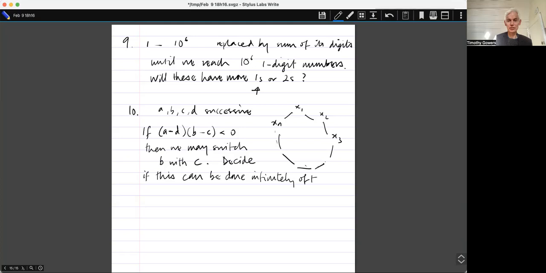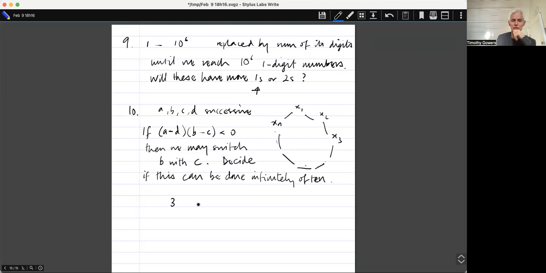Well, I'm pretty sure the answer is going to be no. But why I was scared was that we had this algebraic expression A minus D times B minus C, but now I see it's just a silly way of saying the comparison between A and D is strictly different from the comparison between B and C. Did it say they're different real numbers? No, it didn't, but so if A is greater than D and B is less than C, or if A is less than D and B is greater than C, then we're allowed to do the switch.